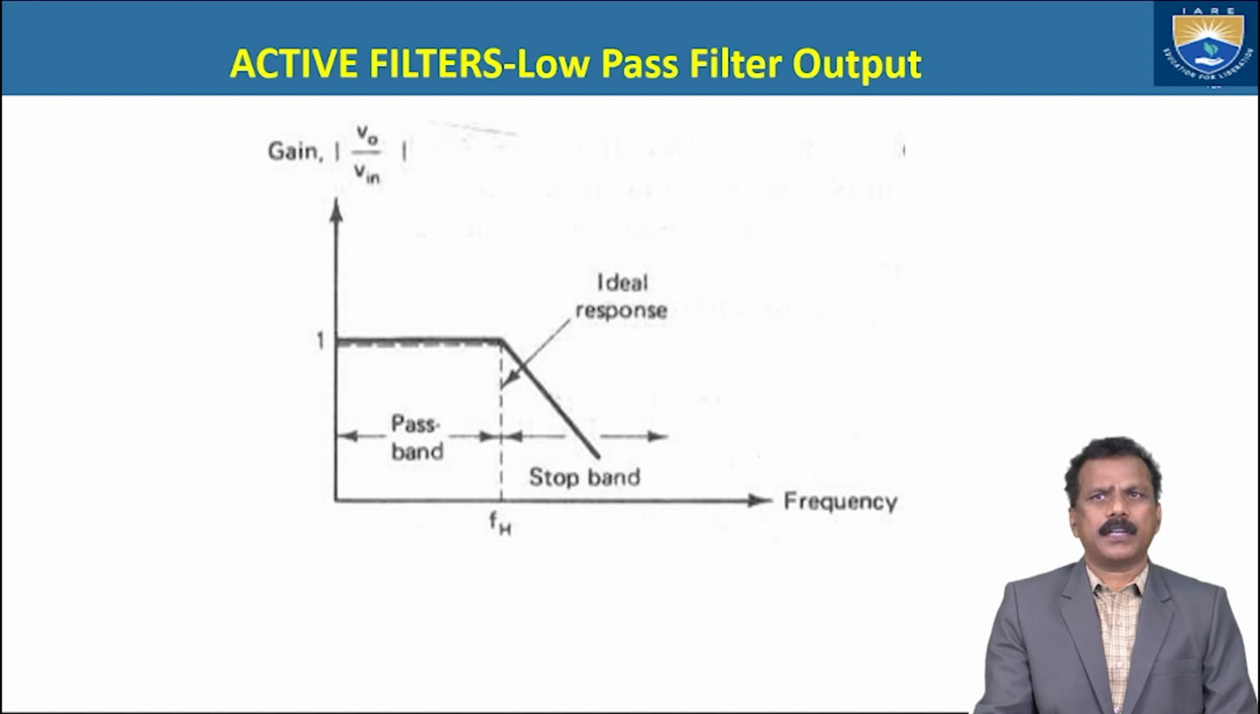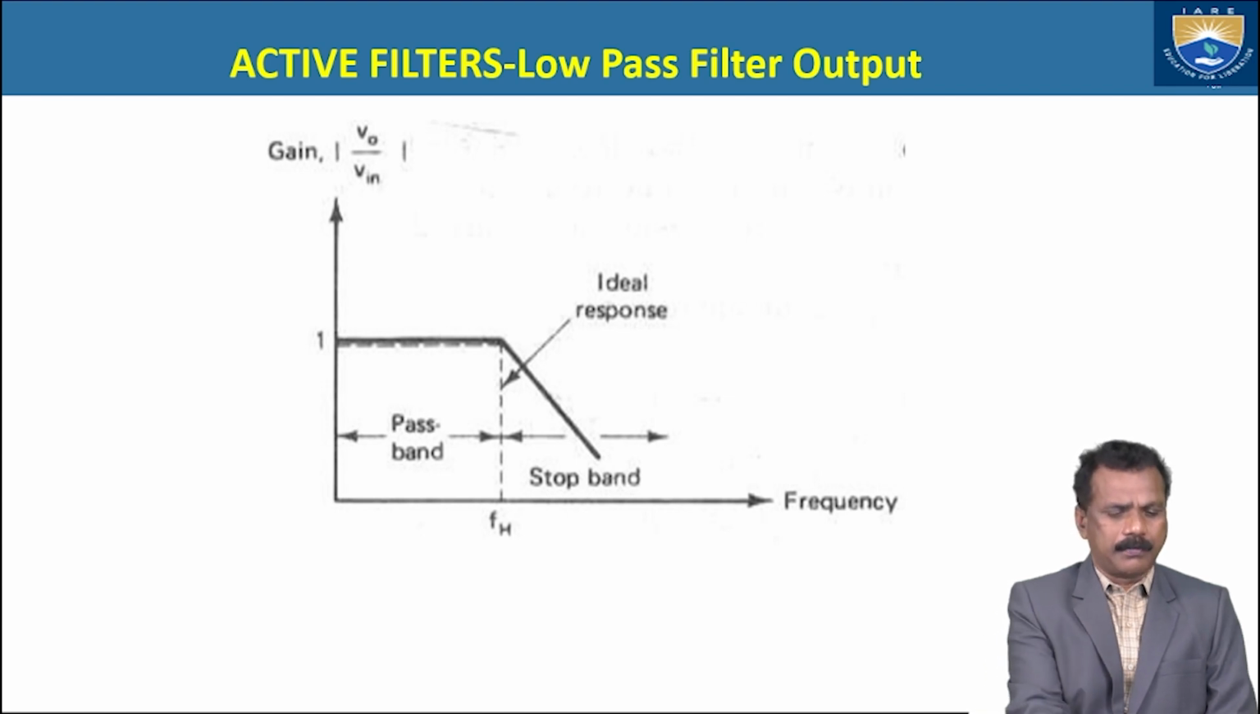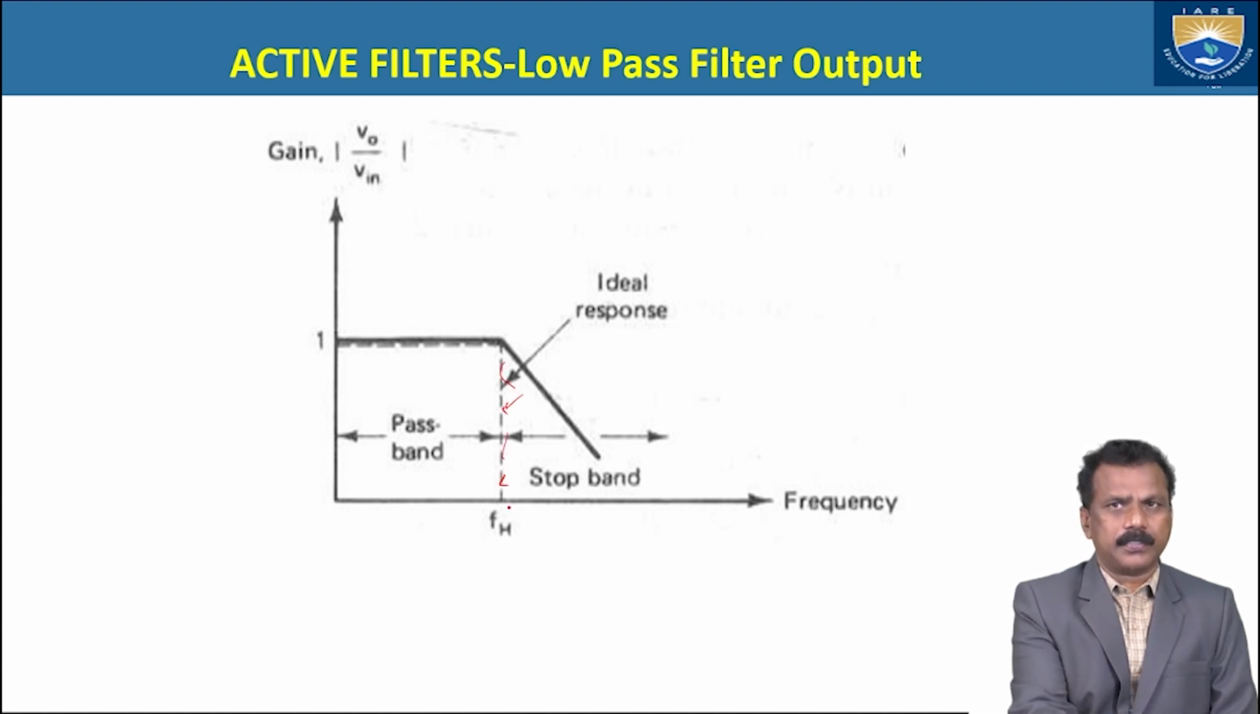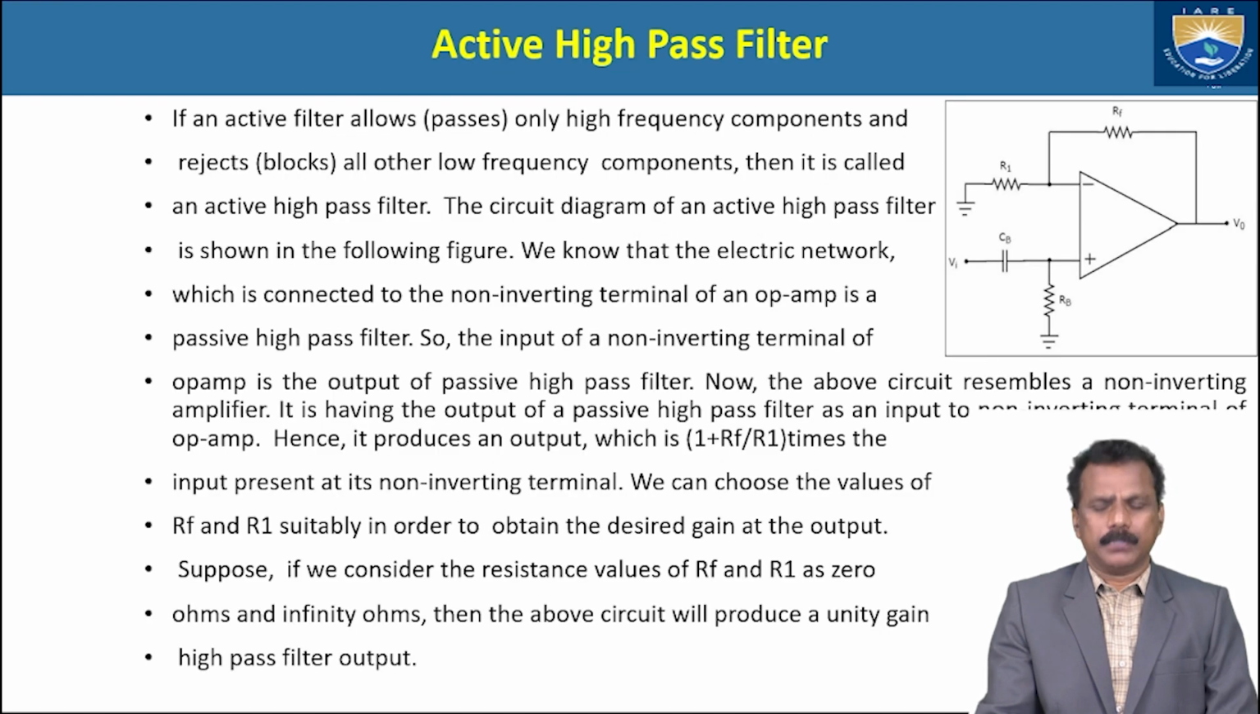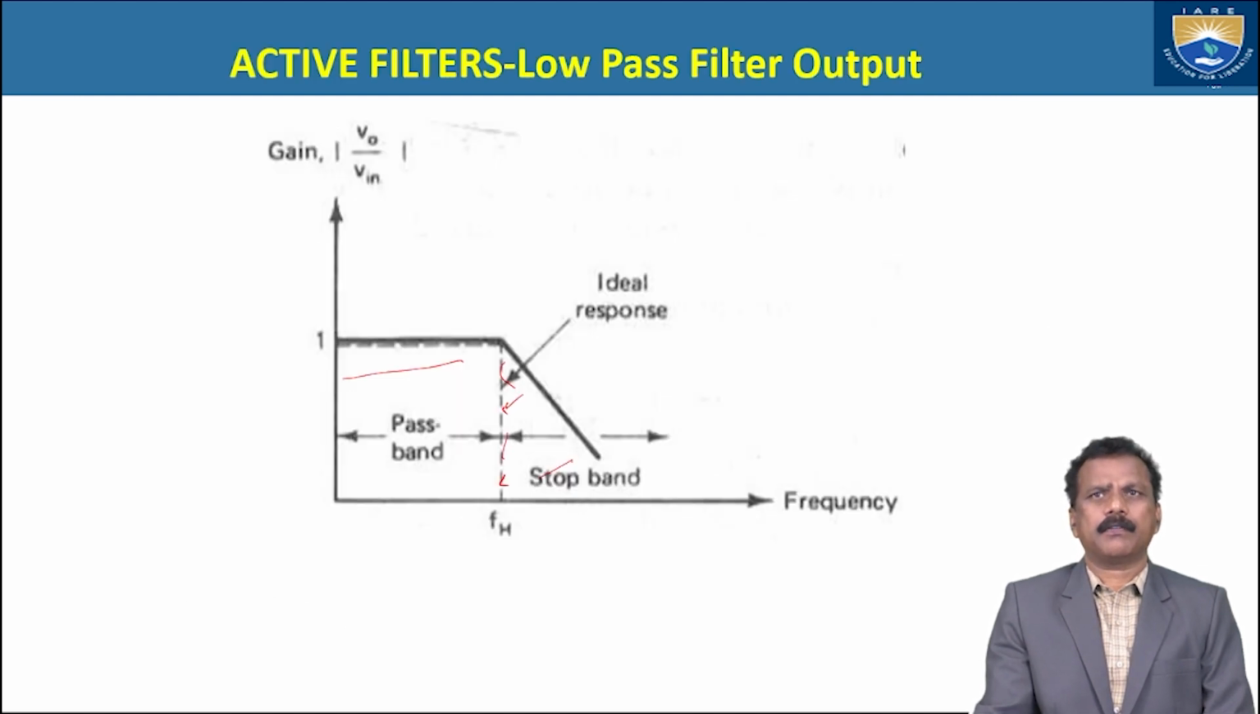There are ideal responses also available here. This is the ideal response. It allows the pass band, and this is the stop band. So we are drawing the simple gain versus frequency. The gain is output voltage by Vin with reference to the previous circuit diagram. This is related only to active filters, the low pass filter output.